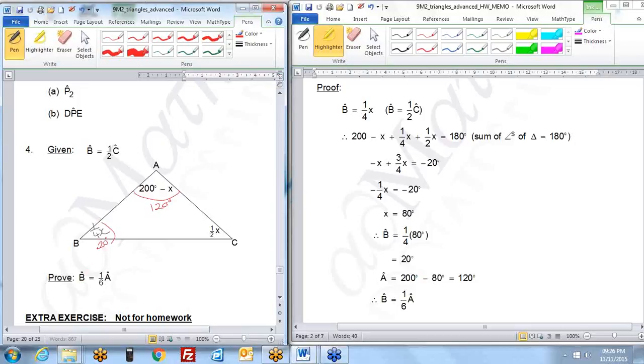So let's see where it works out. 20 degrees equals a half times angle A. Angle A is 120 degrees. So that's then basically it. 120 divided by 6 gives you 20 degrees. So that's true. You just proved that angle B equals 1/6 of angle A, or a 6th times angle A.